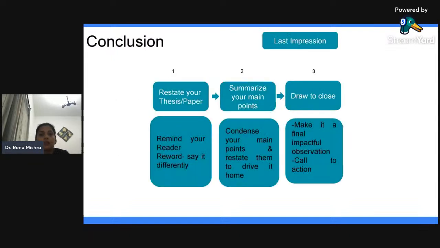Then comes your conclusion. Conclusion should also be written with very nicely chosen words, because I always believe it's the last impression of your paper. Whenever you are writing a research paper, your conclusion makes a deep impact on the reviewer while reviewing your paper.